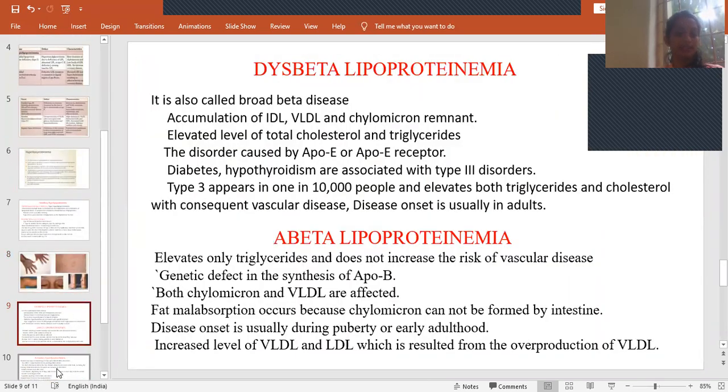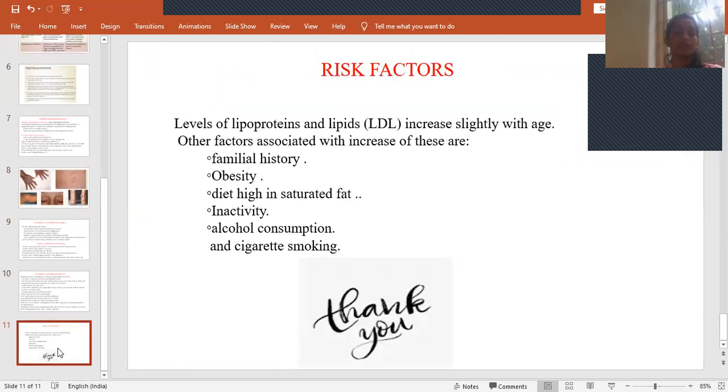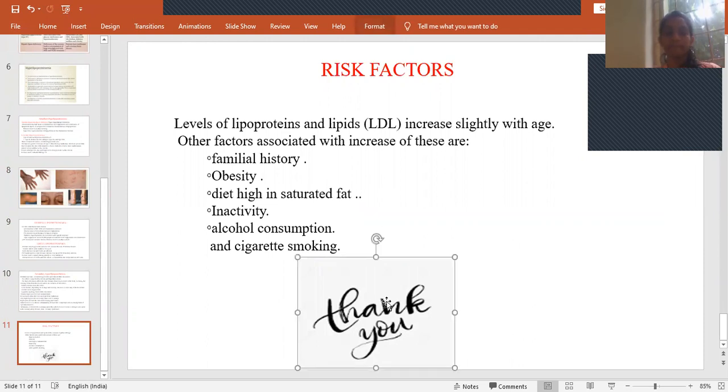There is nothing much to explain in this topic; you just have to remember all these points. I hope everybody understood, and if you have any doubts, you can ask me. Thank you everyone. So this is all about abnormalities in lipoproteinemias.